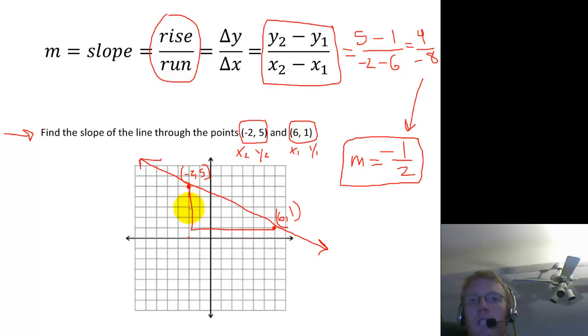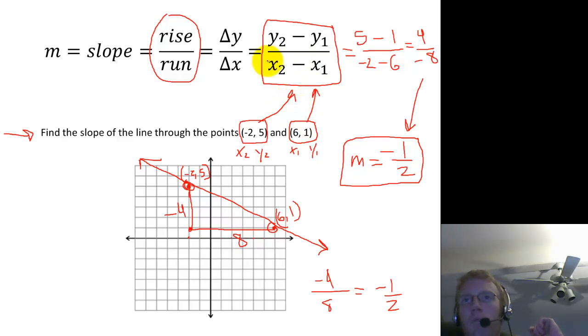To get from here down to here, I had to go down 4, and to get from here all the way over to here, I had to go over 8. So my rise over run is down 4, and then over 8, and that again gives me negative 1/2. So you can plot the points themselves, and then use rise over run on a graph, or you can, instead of plotting and doing it visually, just do it mathematically by plugging in the 2 coordinate points for your x and y values here.